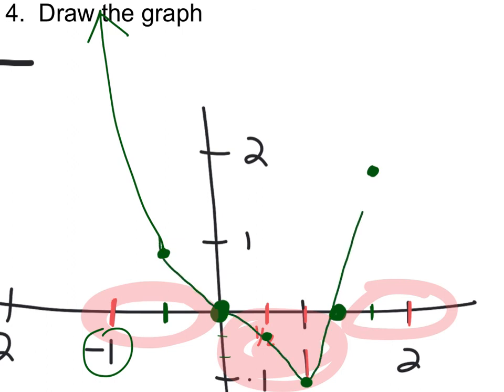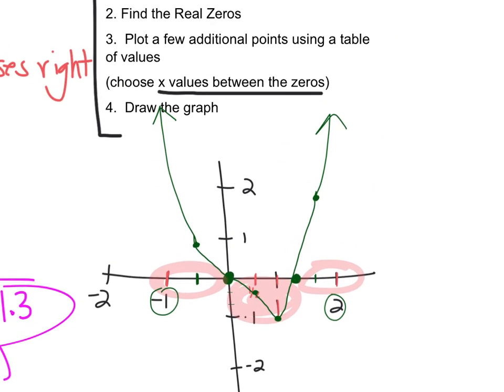There we go. And then again, remember we said at 2, we were all the way up at 16. So that tells us that this line is going to go pretty steep as well. So there's just an estimation of what the graph looks like. I could probably make that a little bit smoother here. There we go. But there's how we can sketch a graph using the leading coefficient test, real zeros, and then a table of values.